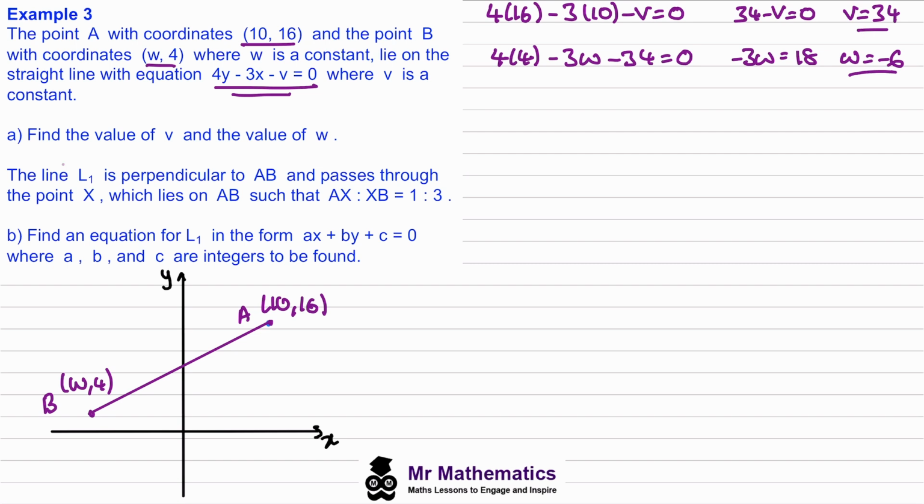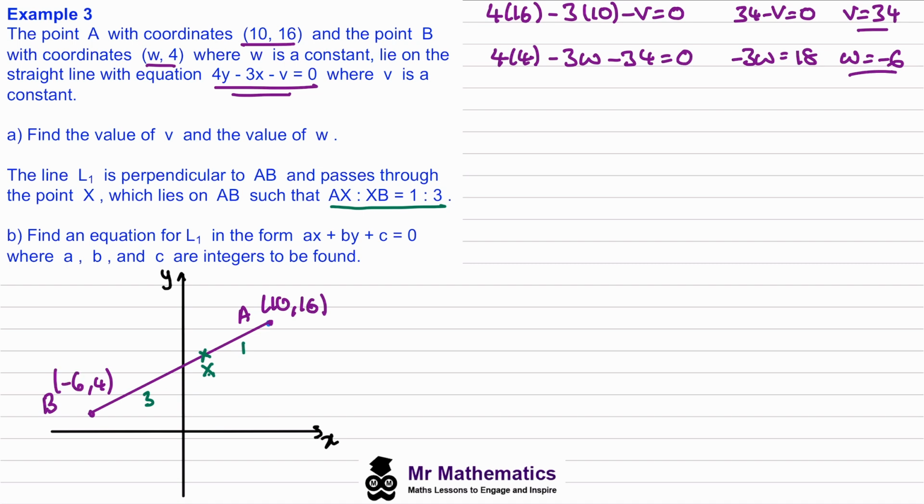For part B, we're told that the line L1 is perpendicular to AB and passes through the point X, which lies on AB such that AX to XB is 1 to 3. We've been asked to work out the equation for the line L1. Okay, so AX to XB is 1 to 3. So we can break this line up into 4 parts, and we'll have X to be approximately here, where BX is 3 parts and XA is 1 part. If I just replace this w with negative 6.